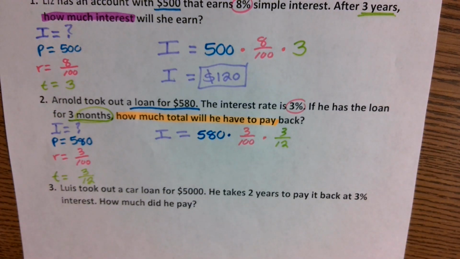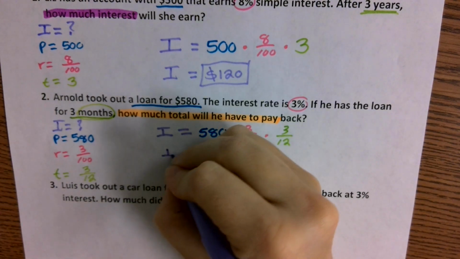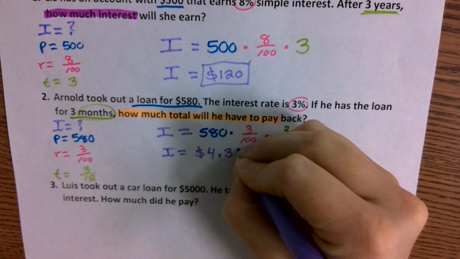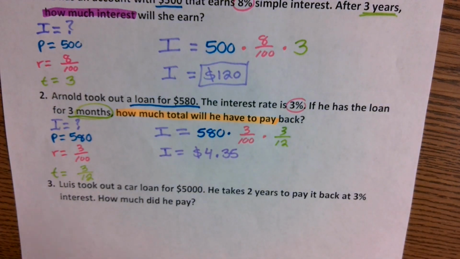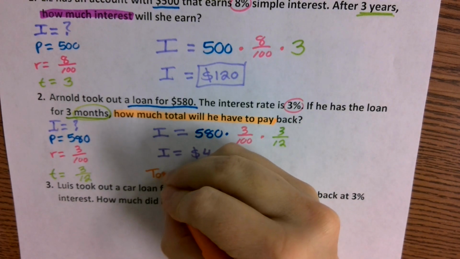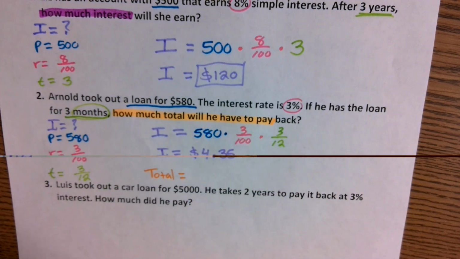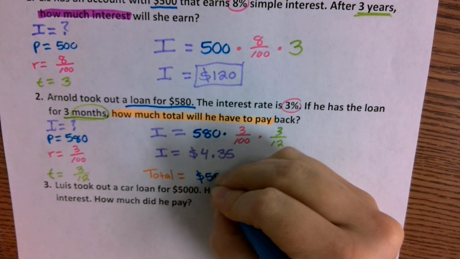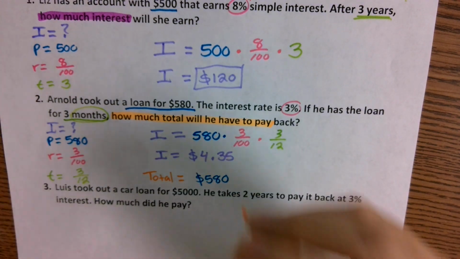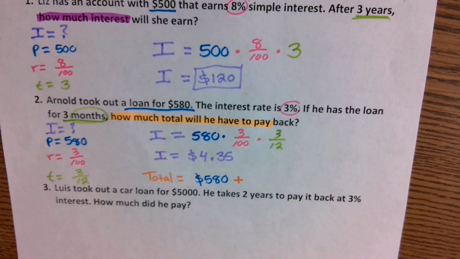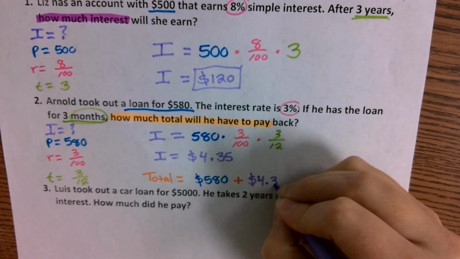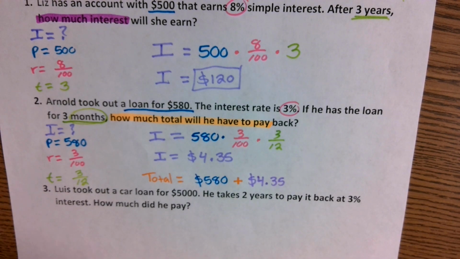When I multiply all of that together, my interest is going to come out to $4.35. From there, in order to find my total, I then have to just combine. I'm going to take my principal of 580 and add it with my interest, which is the $4.35. And that's going to give me my total.